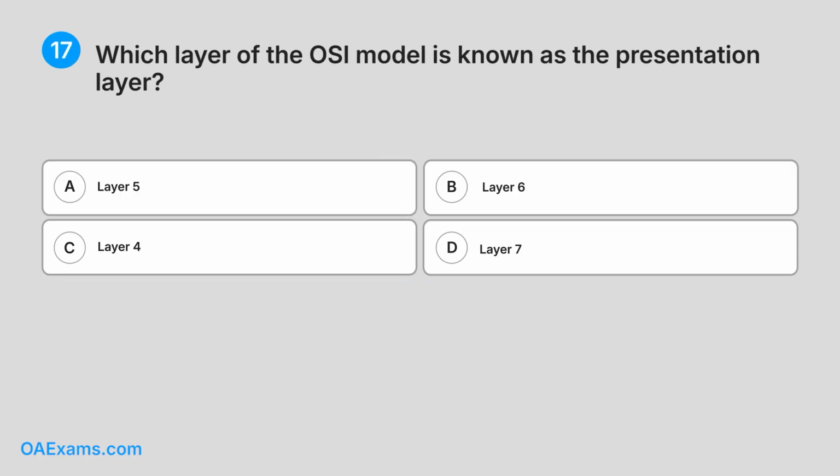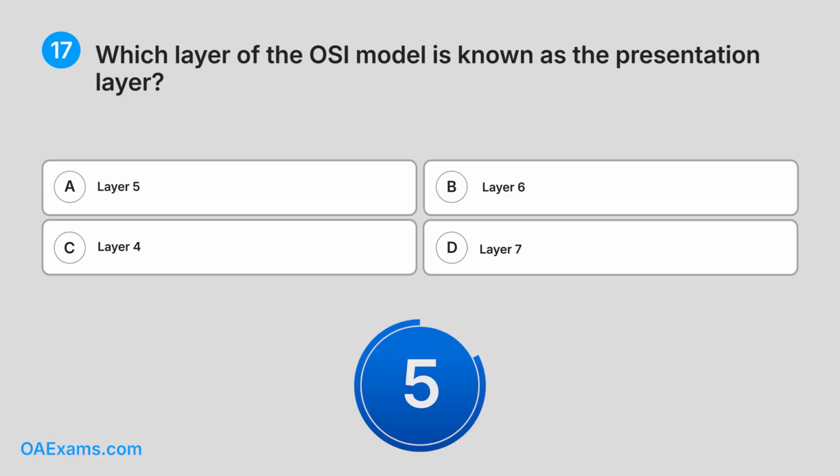17. Which layer of the OSI model is known as the presentation layer? A. Layer 5. B. Layer 6. C. Layer 4. D. Layer 7. Do you know the answer?